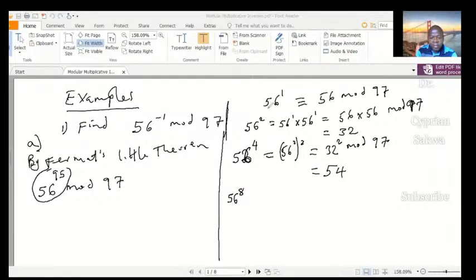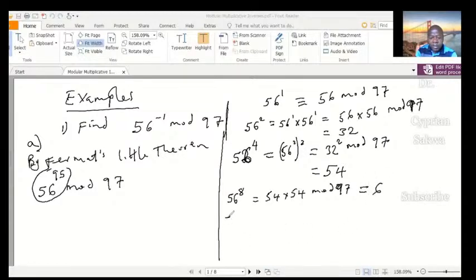Now, I also want to get 56 raised to 8. I'm just squaring, getting the table of squares. The square of this will be 56 raised to 8, which is the same as 54 times 54 mod 97. We're asking ourselves, if 54 is multiplied by 54 and divided by 97, what will be the remainder? Again, use your calculator and you find that the remainder will be 6.